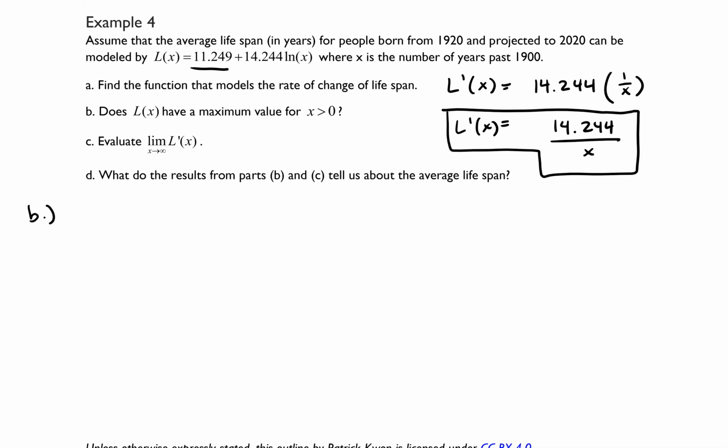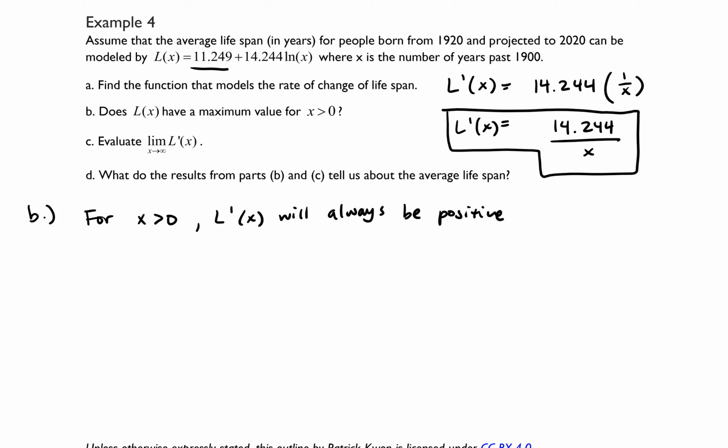Part B asks, does L of x have a maximum value for x greater than 0? Now, if you look at L prime of x, when x is greater than 0, that value is always going to be positive. So for x greater than 0, L prime of x will always be positive.